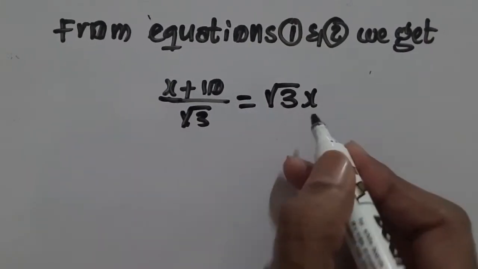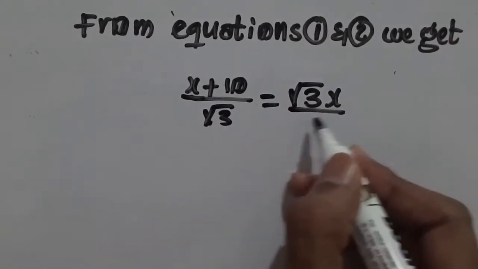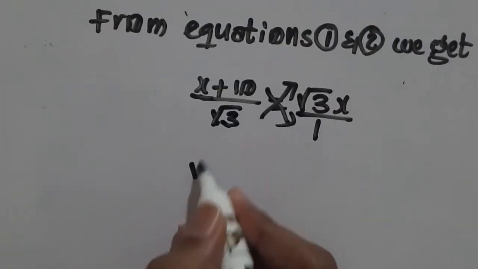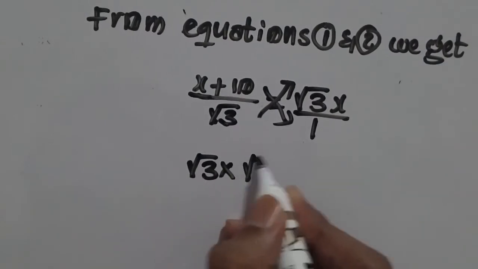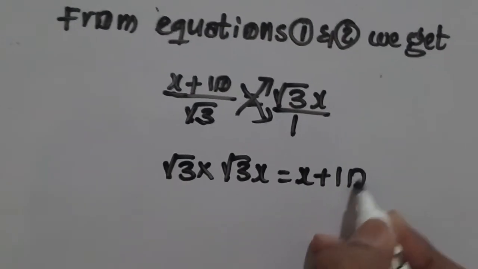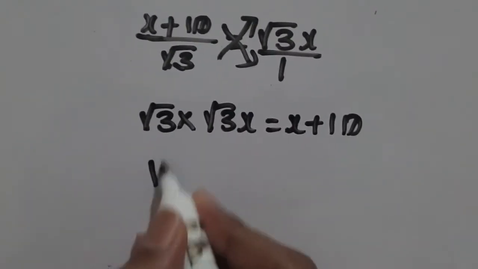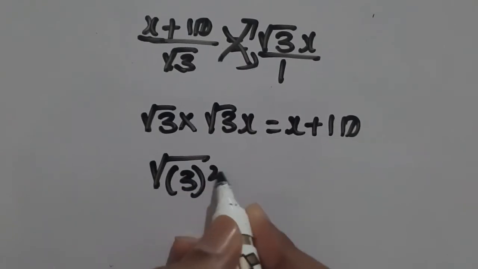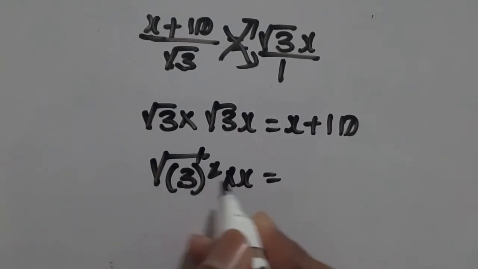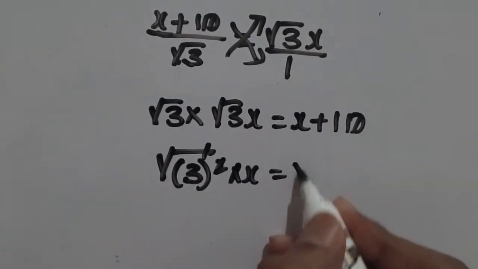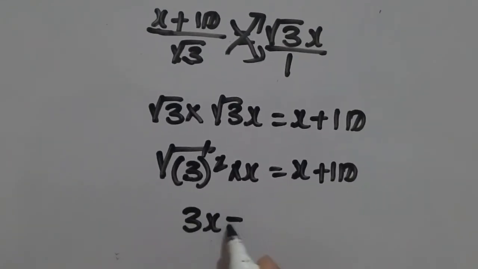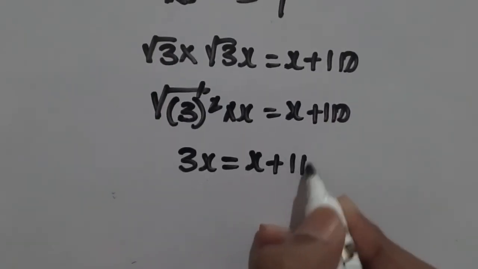Therefore X plus 10 by root 3 is equal to root 3 X. Now root 3 by 1, cross multiply. Root 3 into root 3 X is equal to X plus 10 into 1. Now root 3 into root 3, whole square, the square root and square get cancelled. 3 into X will remain, and X plus 10 we write as it is. Now 3X is equal to X plus 10.